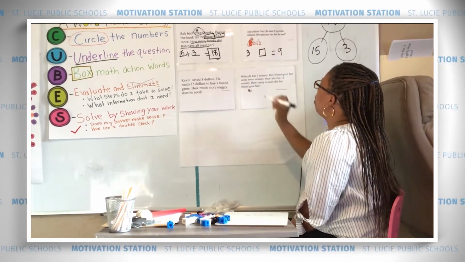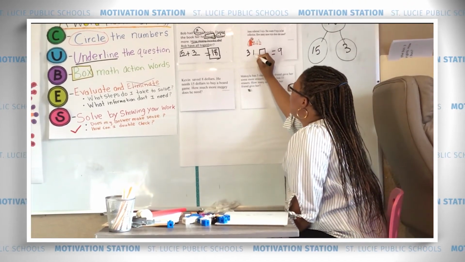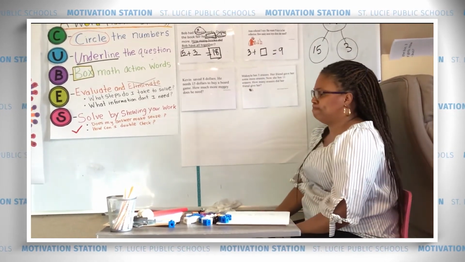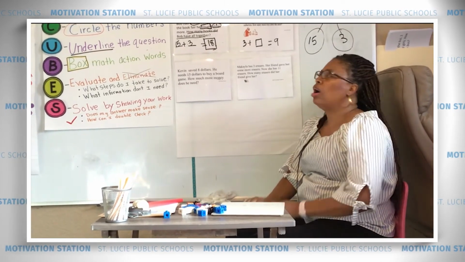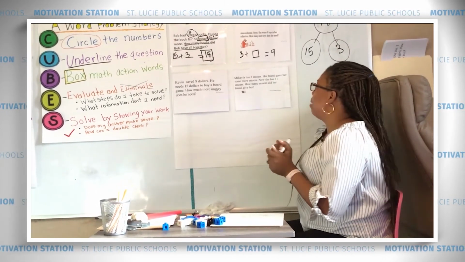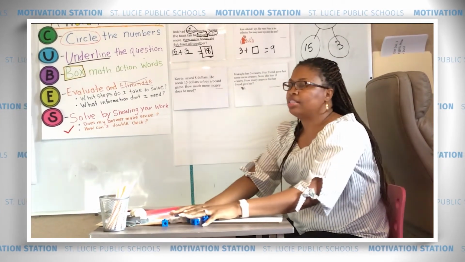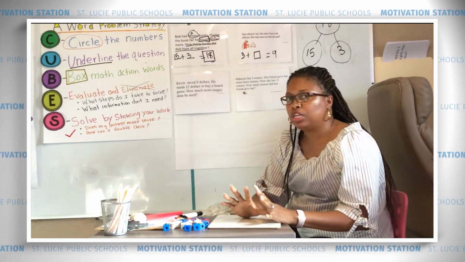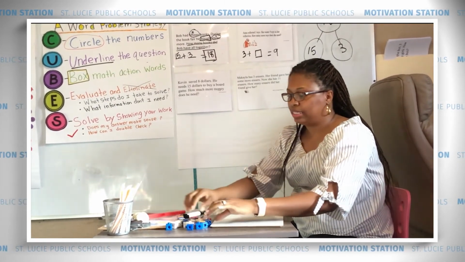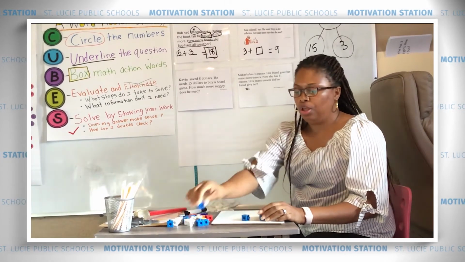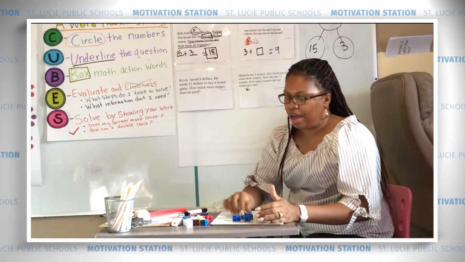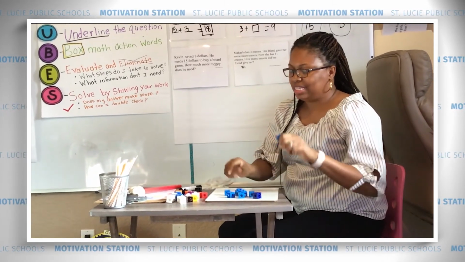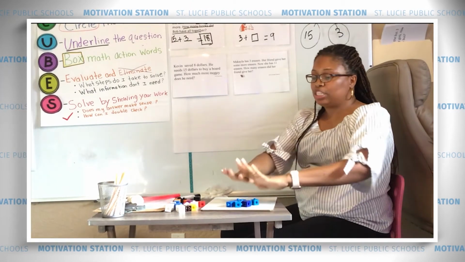So I need to figure out 3 plus what equals 9? I don't know. Perhaps I will use my manipulatives. So, boys and girls, how many toys does she want in her collection? Total. How much does she want? Oh, she wanted 9. Okay, let's get 9. 1, 2, 3, 4, 5, 6, 7, 8, 9. So she wanted 9. That's what she wanted to have.